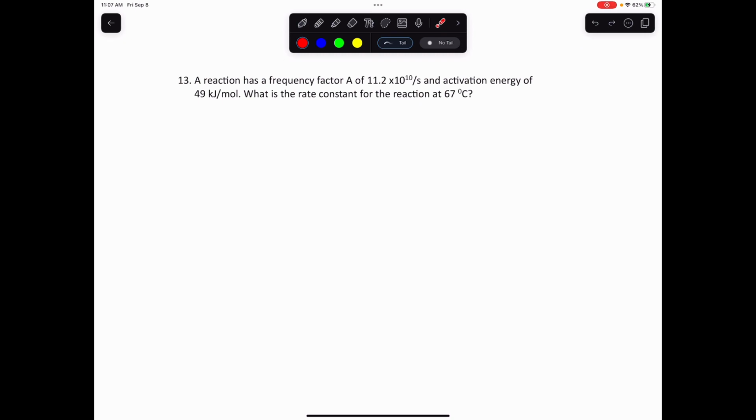We are going to look at a reaction which is going to use an equation called the Arrhenius equation.